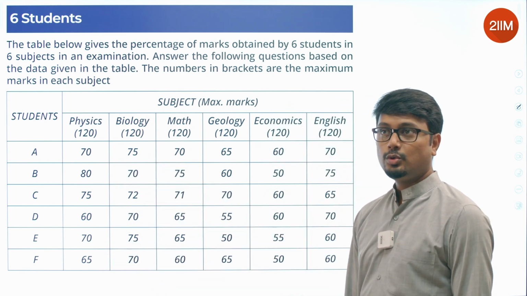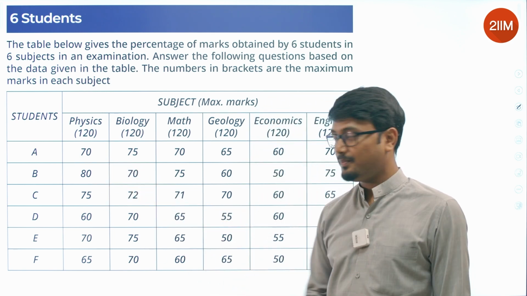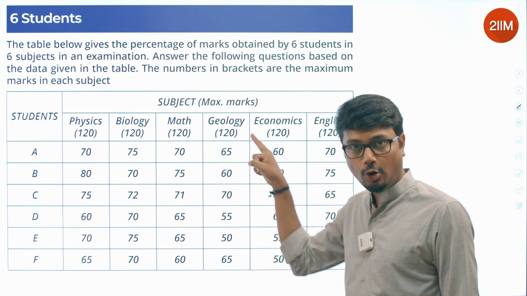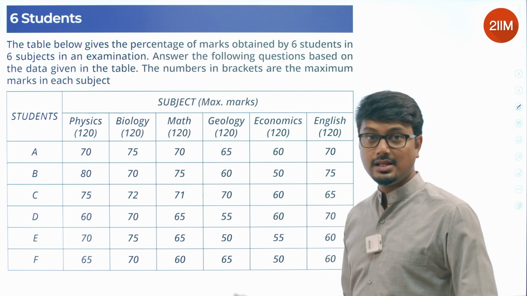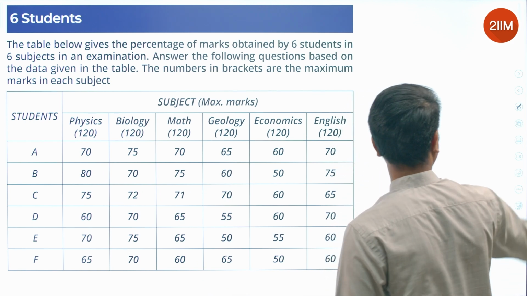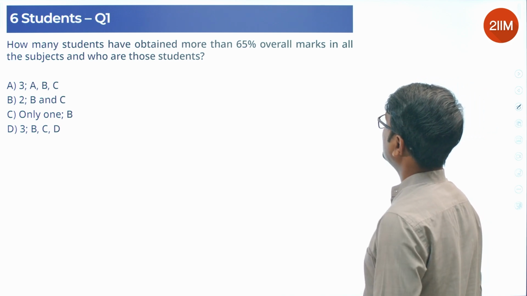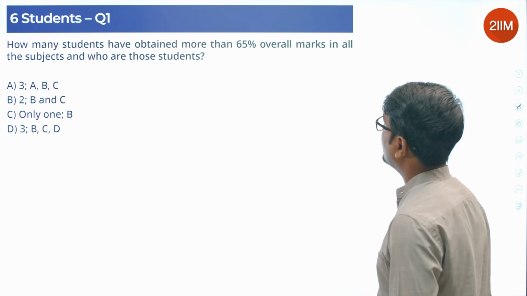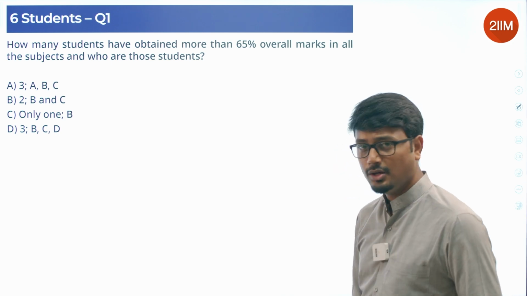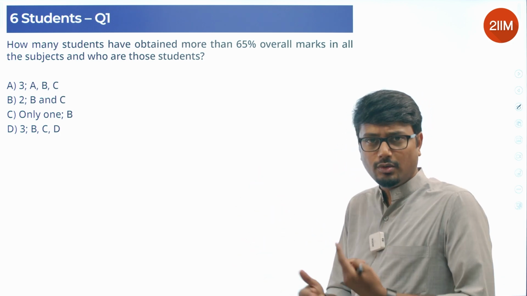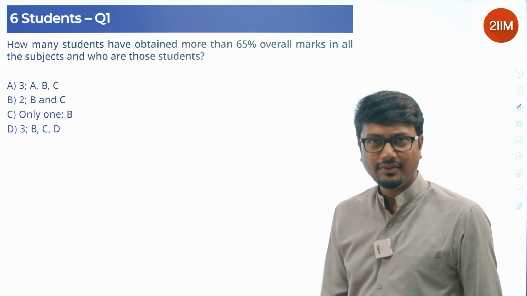To solve the questions further, we would need numbers like marks, but since all the maximum marks are the same, we can still play along with the percentages and find the answer eventually. Let's check the first question. How many subjects have obtained more than 65 percentages overall marks in all the subjects, and who are those students? The options revolve around A, B, C, D, so the moment we find A or B, C, we'll find the answer eventually.